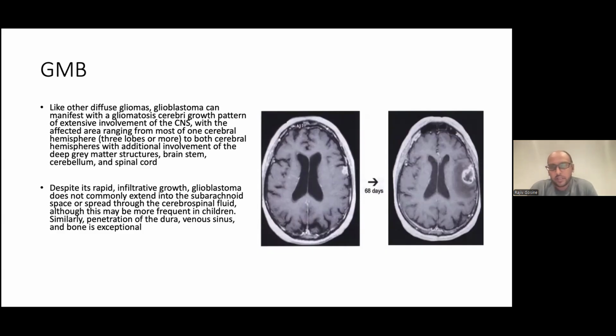The MRI images we see to the right represent a case of a 71-year-old man who presented with a de novo first-time seizure. This was the scan on admission, and 68 days later, this was a repeat MRI to show you the aggressiveness of the lesion.